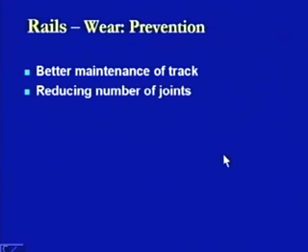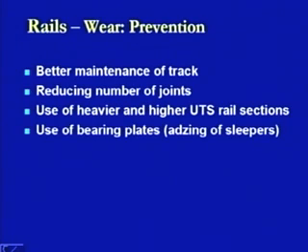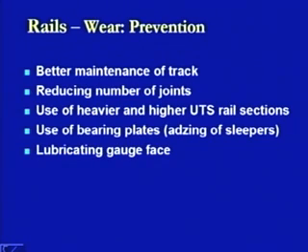If we remove the number of joints, then we can remove the end wear. The use of heavier and higher UTS rail sections will help in reducing the wear of the head of the rail sections. The use of wearing plates at the bottom of the rail section, that is below the foot, will help in dispersing the stresses to a wider area, and at the same time we should also go for the adzing of the sleeper, so that the rail can be seated easily.